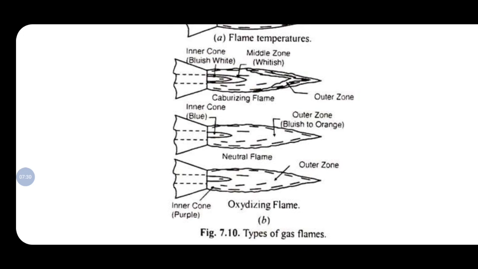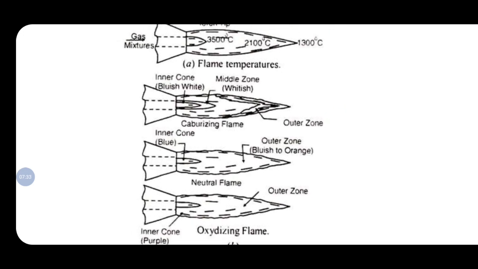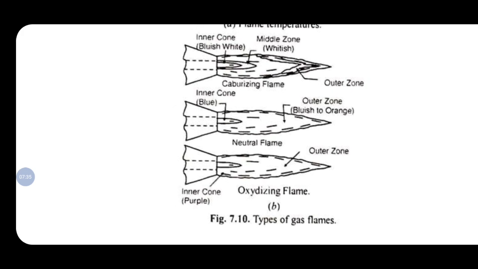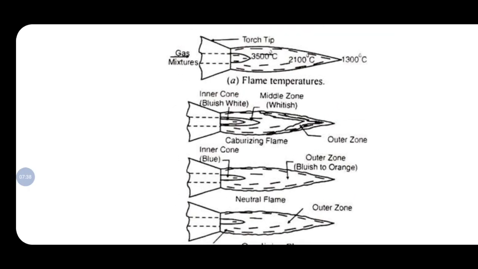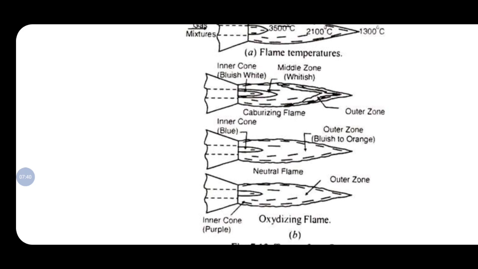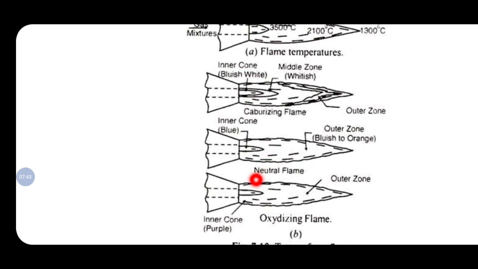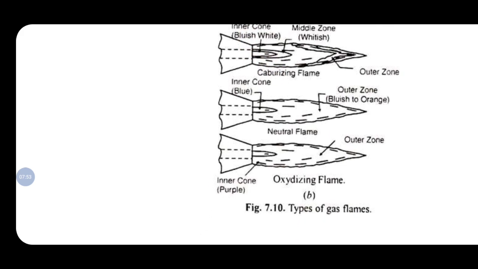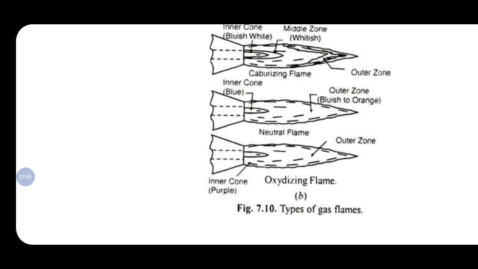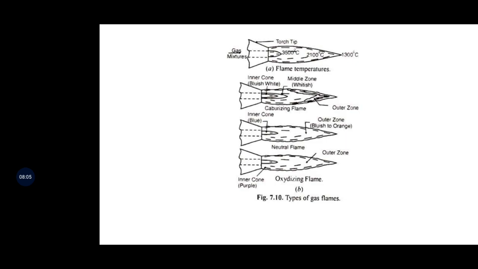The neutral flame is bluish orange. The inner cone is blue in the neutral flame. How do we identify this? These are the ways. In the neutral flame, the inner cone is blue. In the carburizing flame, the inner cone is bluish white. And in the oxidizing flame, the inner cone is purple. So by seeing the colors of a flame, you have to identify the flames.